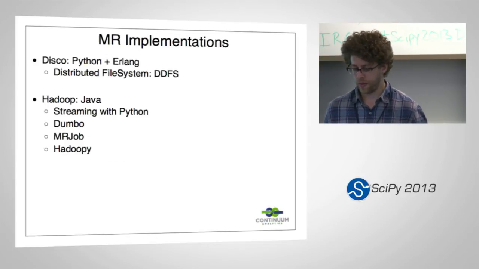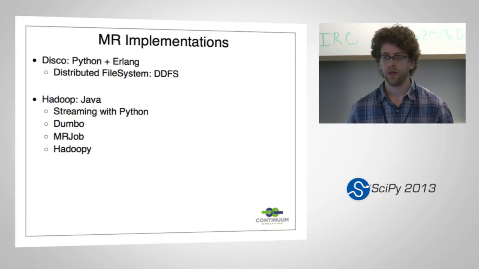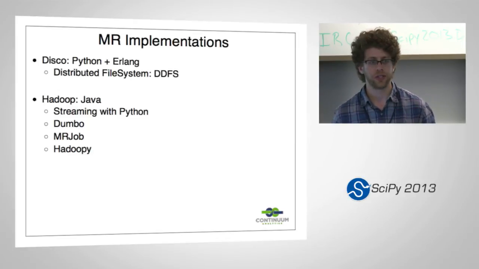So at Continuum, we're focusing on two implementations, although right now we're just going to look at Disco. But Hadoop is arguably the largest MapReduce implementation that exists. It's written in Java. You can get access past the Java with Python through Dumbo or Mr. Job or Hadoop. But Disco is actually really nice. The entire thing is written in pure Python and Erlang for communication.